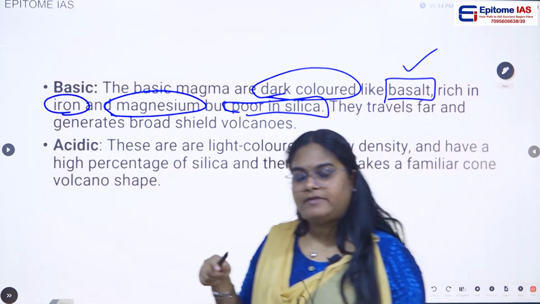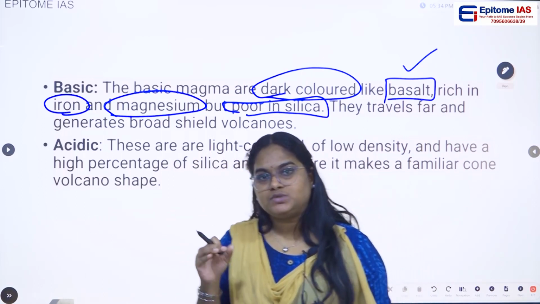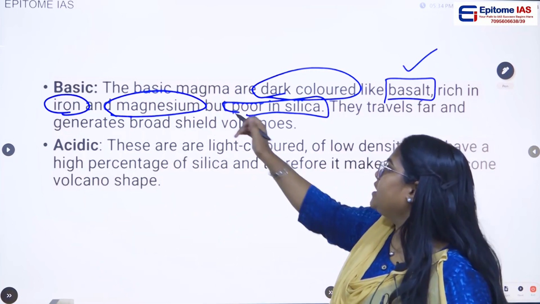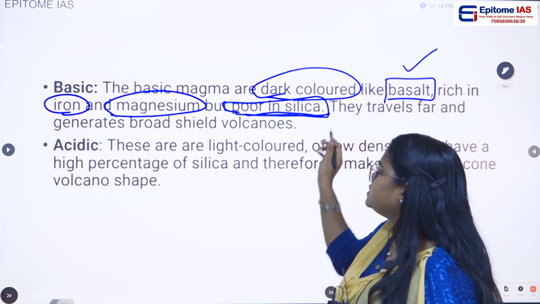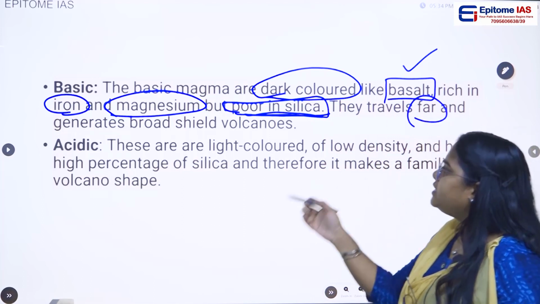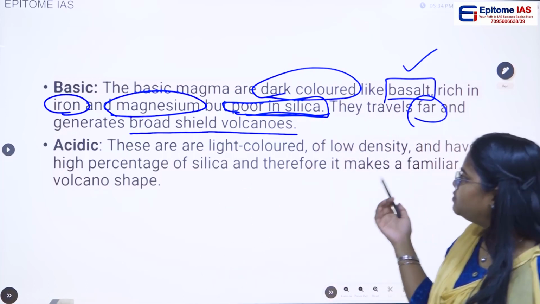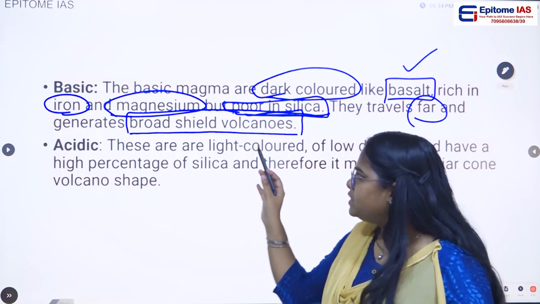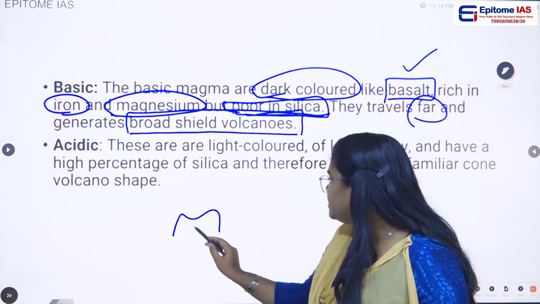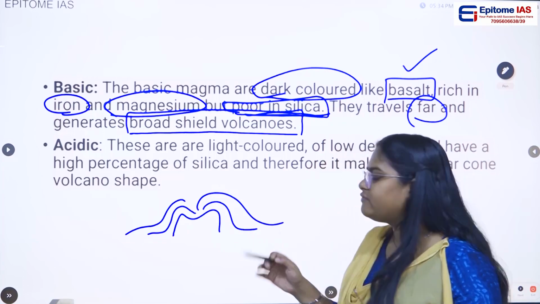As we saw, apart from the basic magma, there is another one, that is the acidic magma. The acidic magma is also called silicic magma. Why? Because it is rich in silica. And this basic magma is poor in silica. Silica is very less in this particular magma. And they travel far and generate broad shield volcanoes. So this basic magma is usually seen in the shield volcanoes, and in these shield volcanoes, the lava is going to travel a far distance.